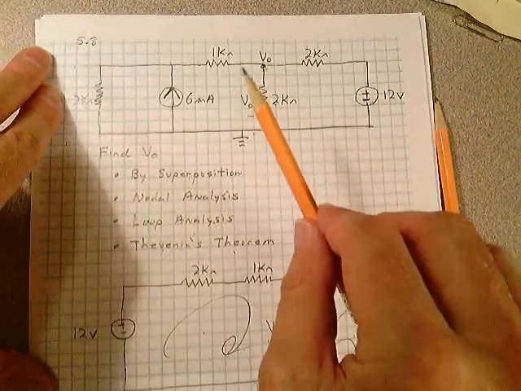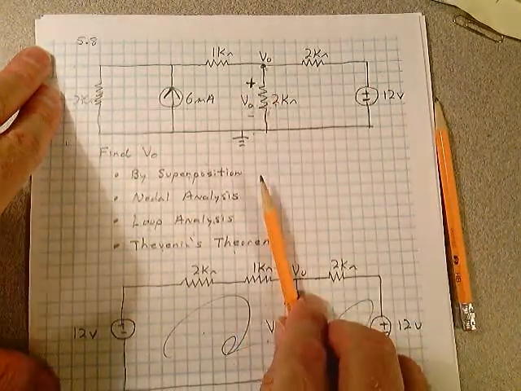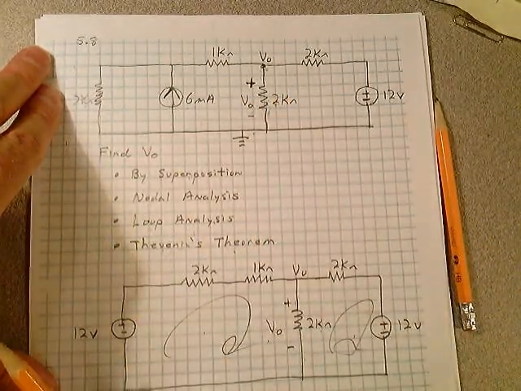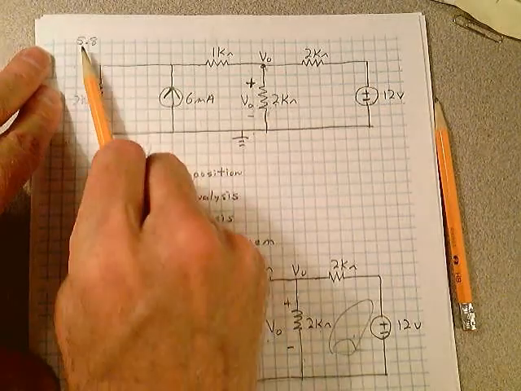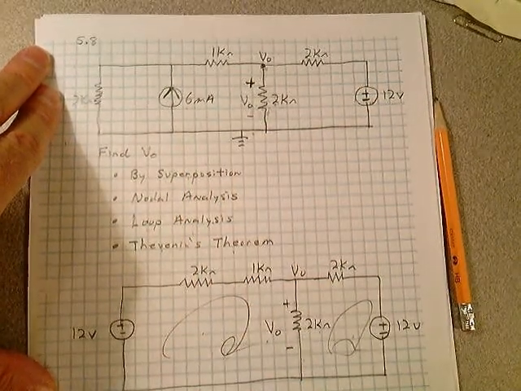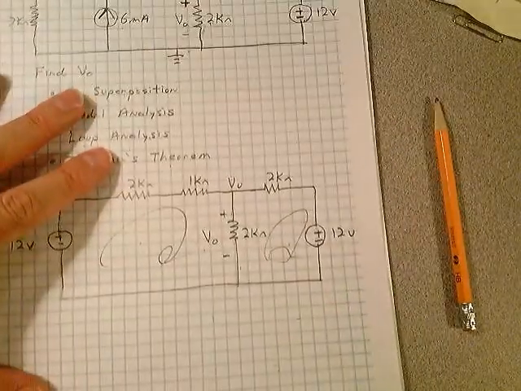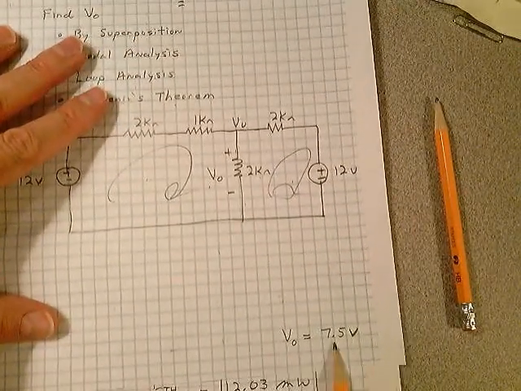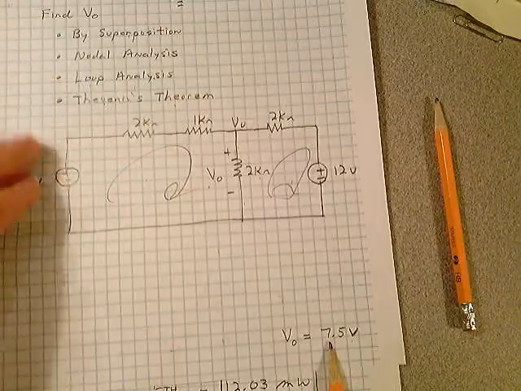I definitely recommend you turn off the video now. Spend yourself 20 minutes until you get it, and work problem 5.8 out 1, 2, 3, 4 different ways. You should get the same answer. And that answer's 7.5. 7.5 volts V out.